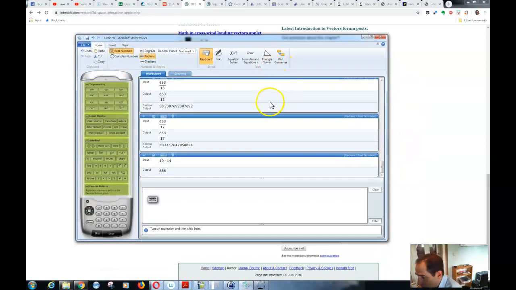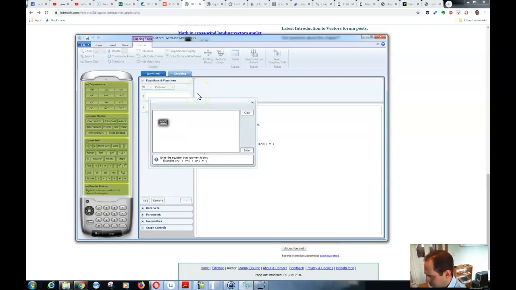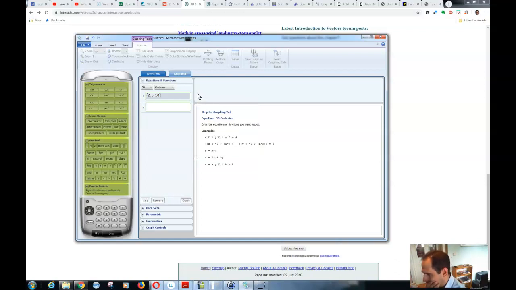So if I go over here to 3D Cartesian plane, and if I create a point, for example 2, 5, 10. It gives you either an equation or a function. So this is equation and function, data set, parametric inequalities, graph controls. So you cannot plot any points over here.